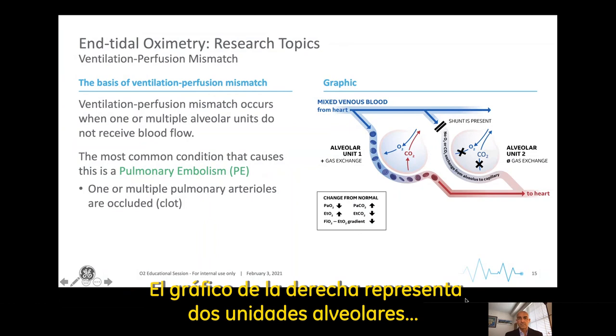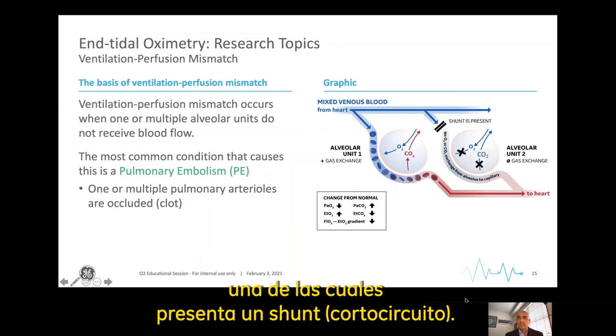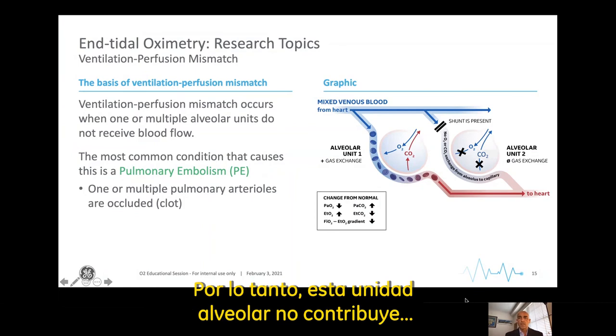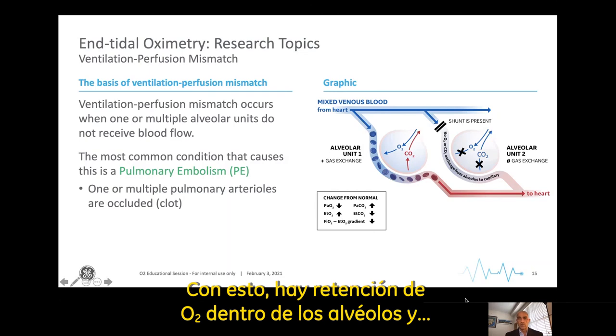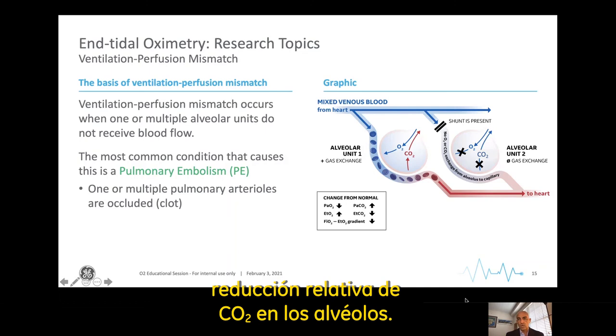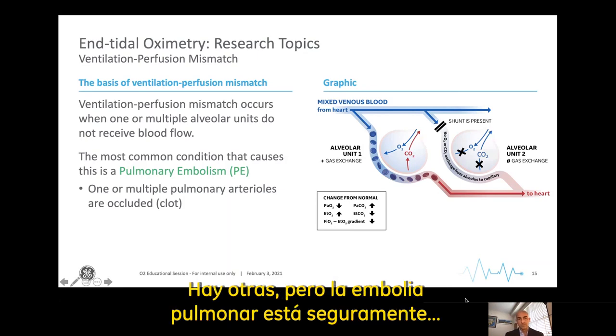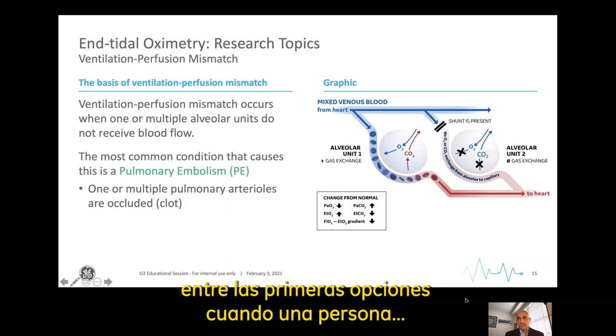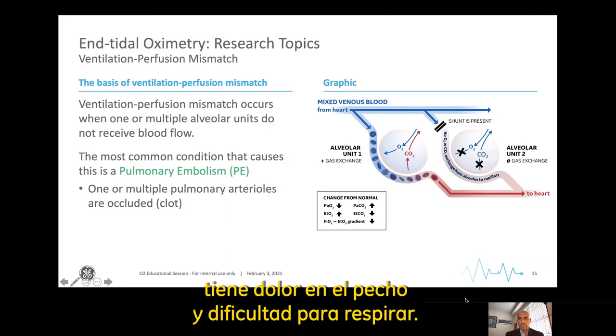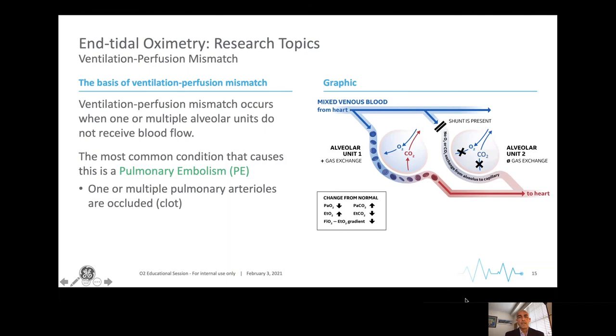The graphic representation on the right is focusing on two alveolar units where one has a shunt present. Therefore, that alveolar unit is not contributing to oxygen or CO2 exchange. So there is a retention of oxygen within the alveolus, and a relative decrease in the representation of CO2 in the alveolus as well. One of the most common conditions that causes a shunt is pulmonary embolism. There are others, but pulmonary embolism is certainly front and center for people when they're concerned about chest pain and shortness of breath.